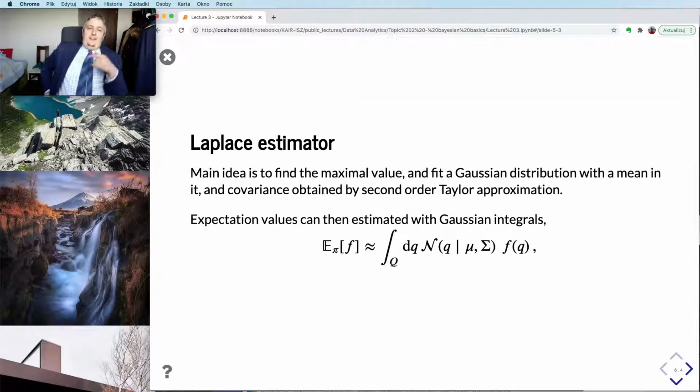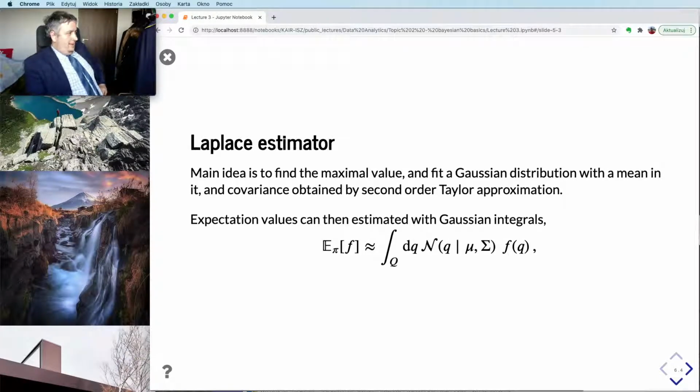The more advanced idea is the so-called Laplace Estimator, which is based on approximating our distribution with a Gaussian distribution. Gaussian distribution has a very nice property. First of all, it is very easy to compute the expectation of multiple functions for it, either by so-called Gaussian integrals for certain types of functions, or by appropriate application of numerical methods, because those are very well behaved functions.